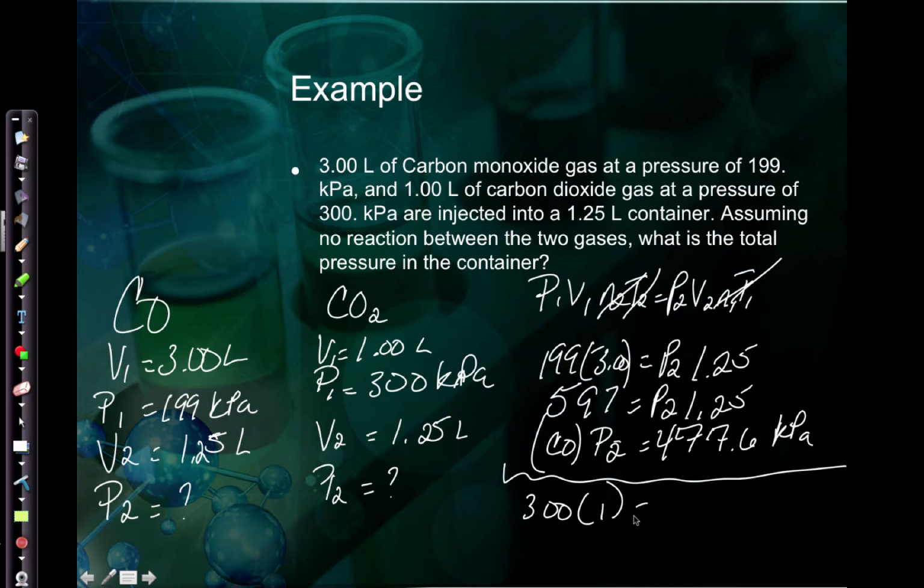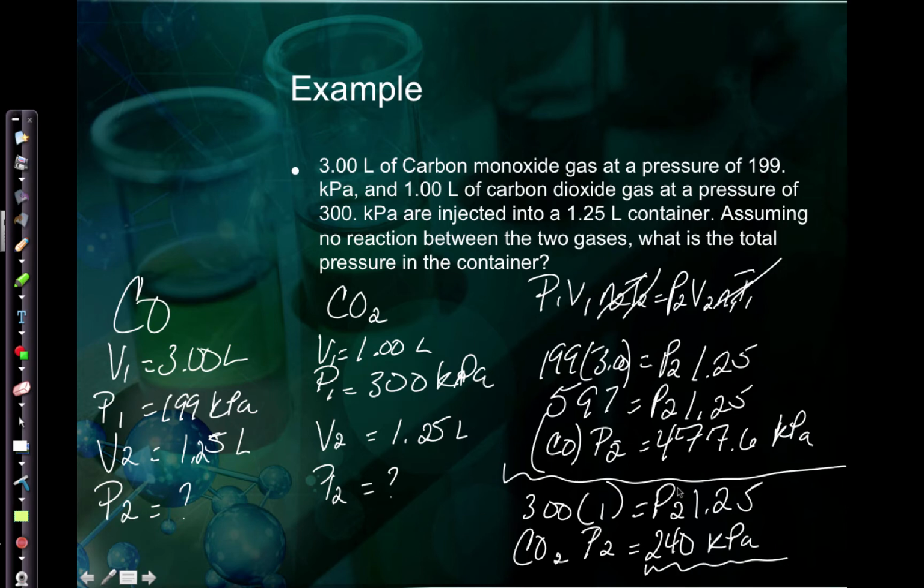V1 is 1, and that's equal to P2, which is unknown, multiplied by the new volume of 1.25. So if I do the math here, 300 divided by 1.25 gives me 240 kilopascals. If I look at the information here, for carbon monoxide, the pressure should be going up because the volume is getting smaller, and for carbon dioxide, the pressure should be going down, which is what happened.